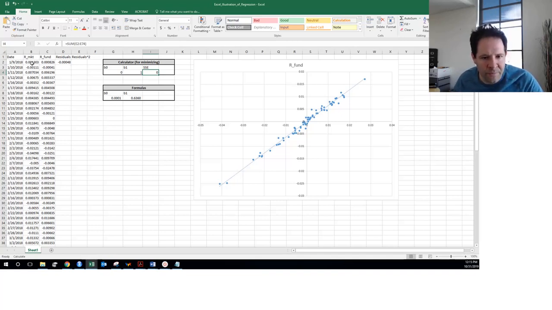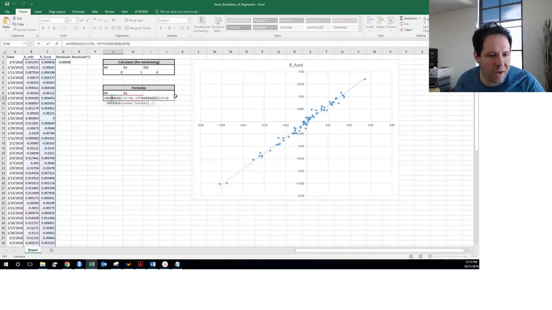What I'd like to do is relate the returns for a fund to the returns on the market. I gathered data on this and put it into Excel. I'd like to find the best fitting line for that. If I wanted to get the best fitting line, it's really quite straightforward, just applying the formulas.